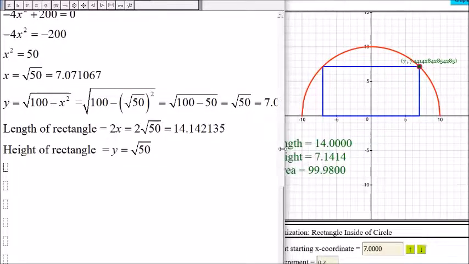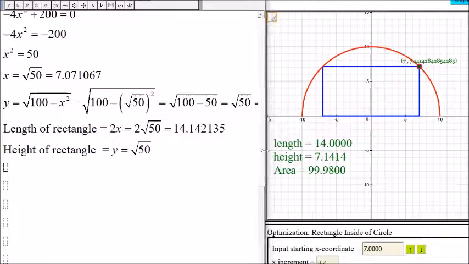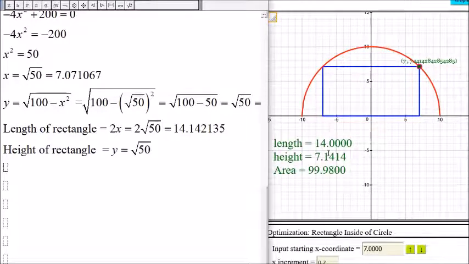And now we look back at the graph here. Earlier we said that the maximum area should be around 100 with a height of about 7.14, and that's what we got right here. And the length, or width, however we want to call it, this distance from here to here, should be around 14, so we got 14.14.